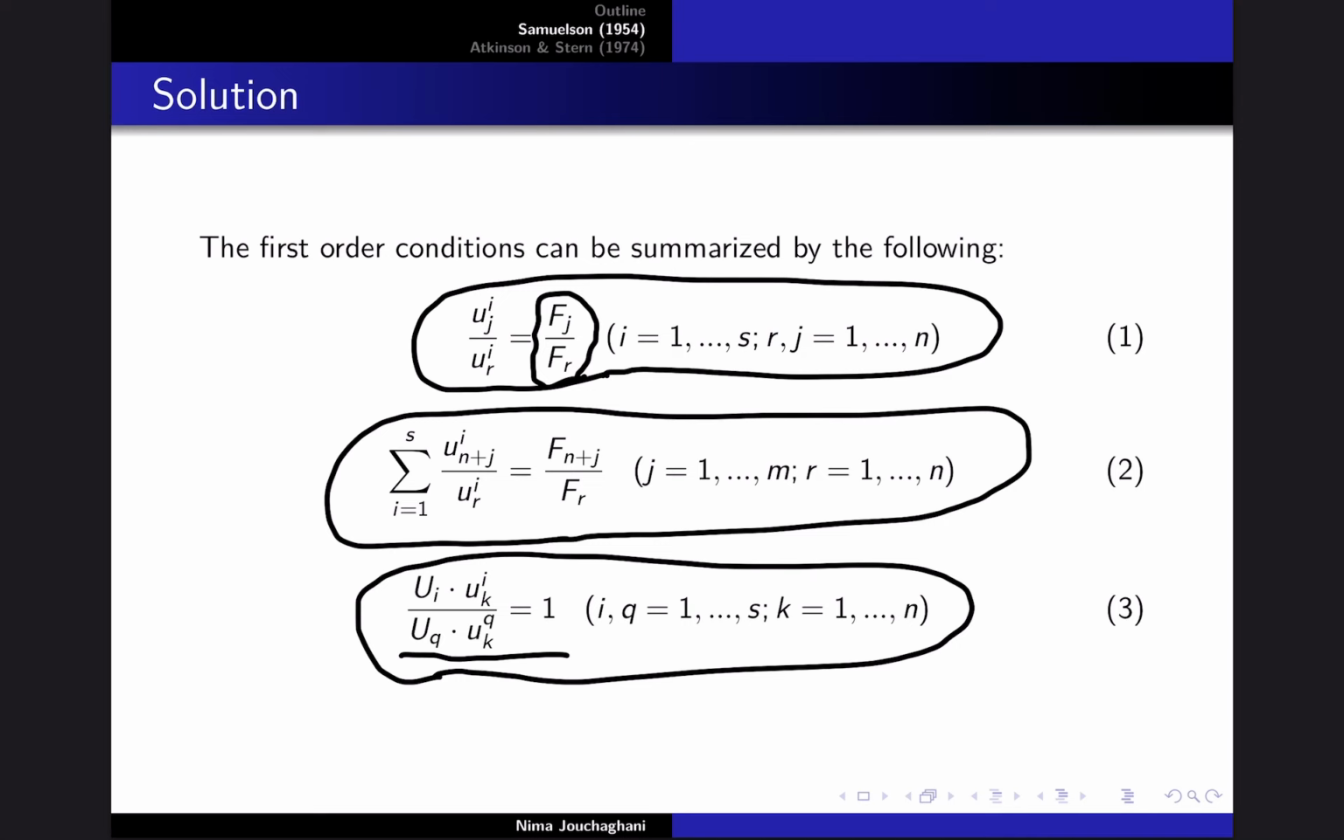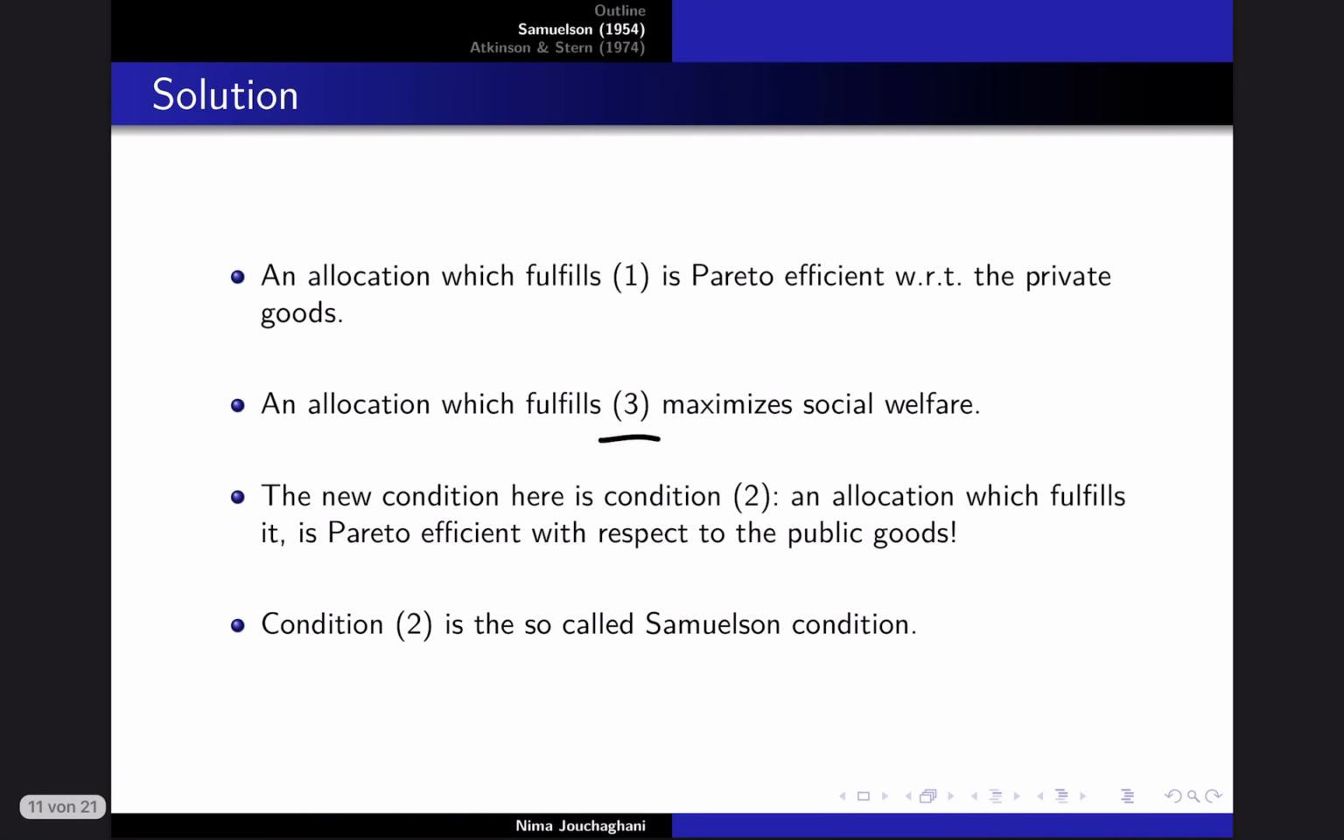And this condition, as I stated before, since we do not impose any structure on the social welfare function, we cannot use it to pin down one unique solution among the Pareto efficient allocations summarized by conditions 1 and 2. We have more than one solution here. The new thing here is condition 2. It says that if we have an allocation which fulfills it, then it is Pareto efficient with respect to the public goods. So if an allocation fulfills conditions 1 and 2, then we have full Pareto efficiency in this economy.